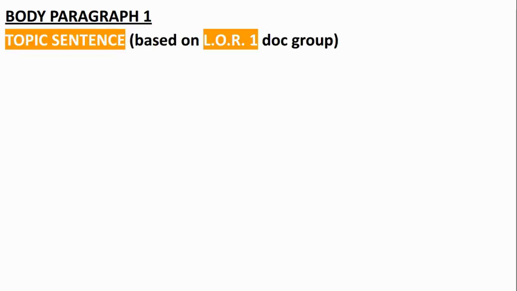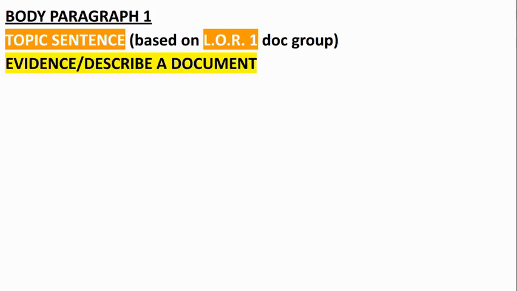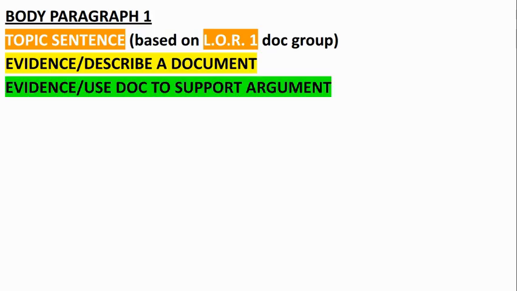Cool. Again, you can pause along the way if you're trying to write this at home, but let's go through this. For the first body paragraph, of course, we're going to start with our first line of reasoning, which is based on our first group of documents. So reintroduce the topic, reintroduce what the theme of that grouping is, and then start using the documents. Describe the content of a document. Hey, document 1 says blah, blah, blah. And then don't just describe it, but use that document to support an argument.